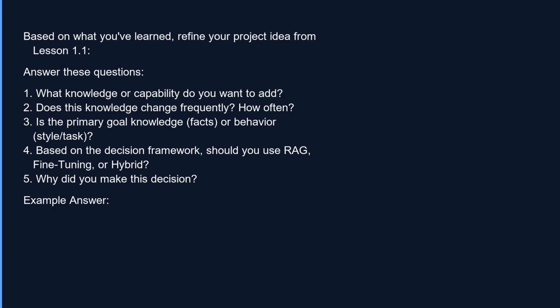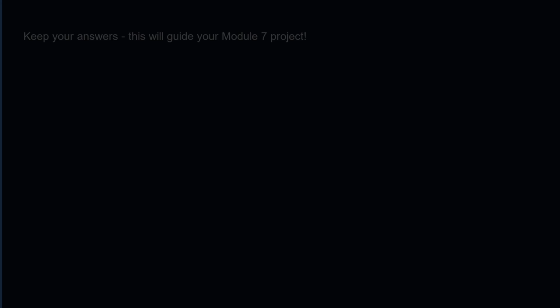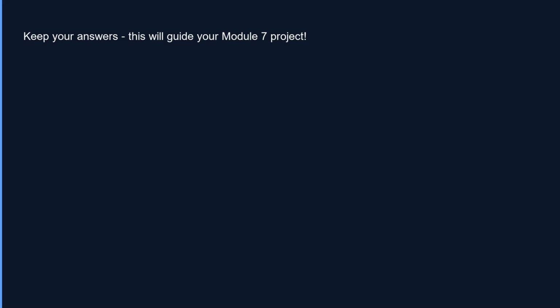Based on what you've learned, refine your project idea from Lesson 1.1. Answer these questions. 1. What knowledge or capability do you want to add? 2. Does this knowledge change frequently? How often? 3. Is the primary goal knowledge, facts, or behavior, style, task? 4. Based on the decision framework, should you use retrieval augmented generation, fine-tuning, or hybrid? 5. Why did you make this decision? Example answer. Keep your answers. This will guide your Module 7 project.